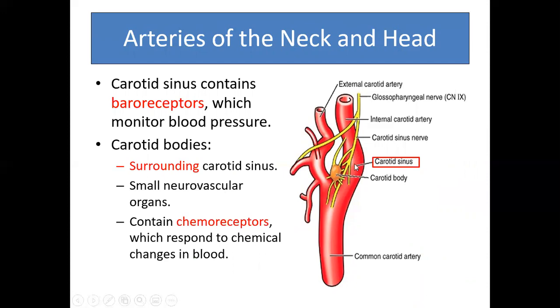If you see here, this is the carotid sinus. It contains the baroreceptor that monitors the blood pressure. This baroreceptor is very important.